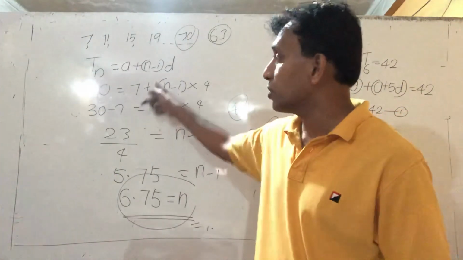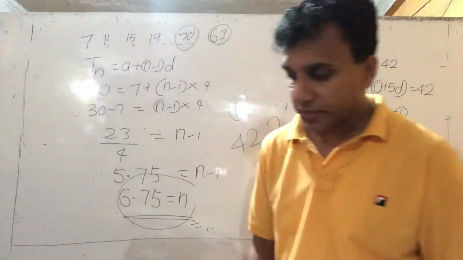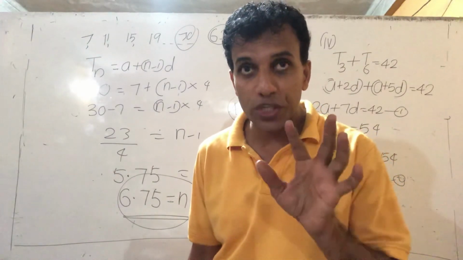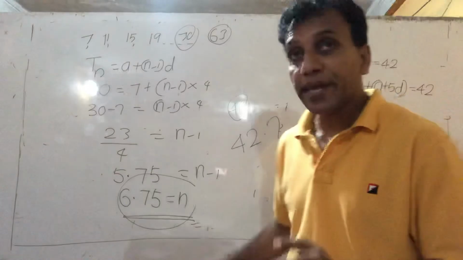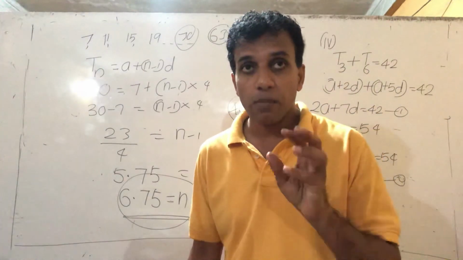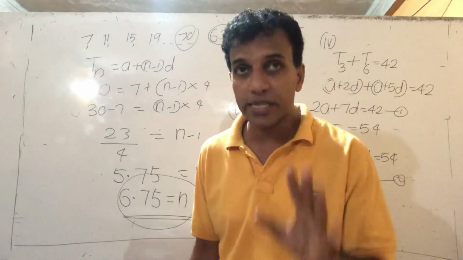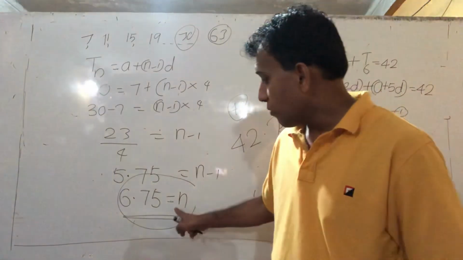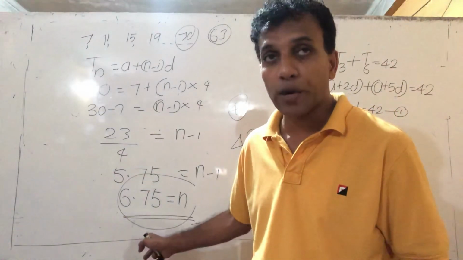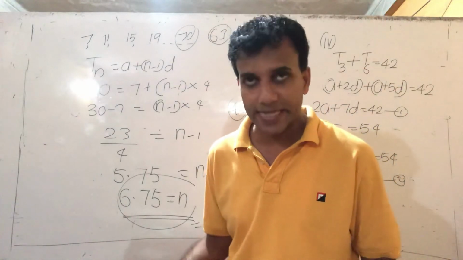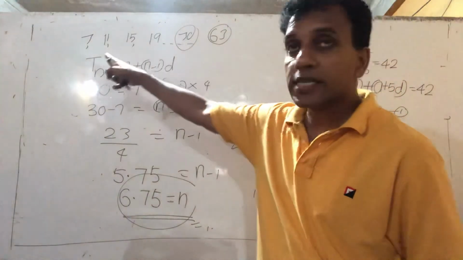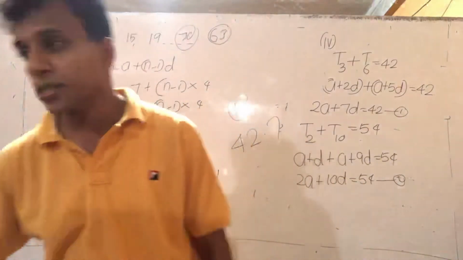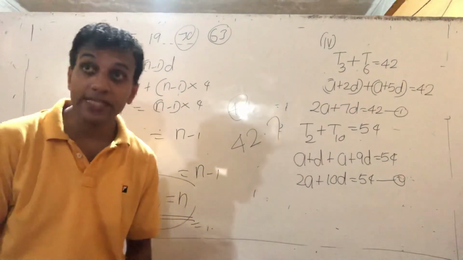So there is no chance for 30 here, right? Write a sentence below: but n is always a positive integer. Therefore, n equals 6.75 is not useful, meaningless. That is, in this series, 30 is not a term. This is the way to answer such a problem.